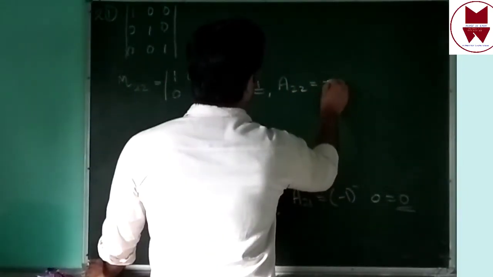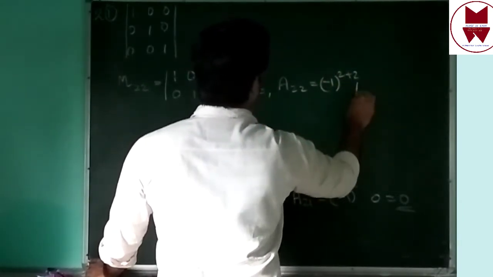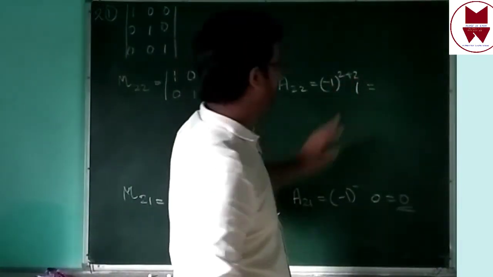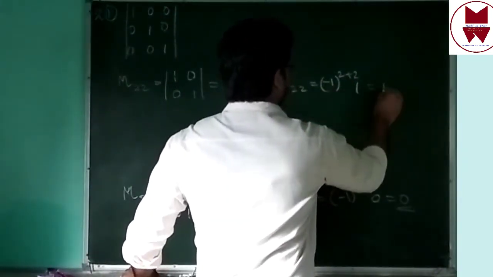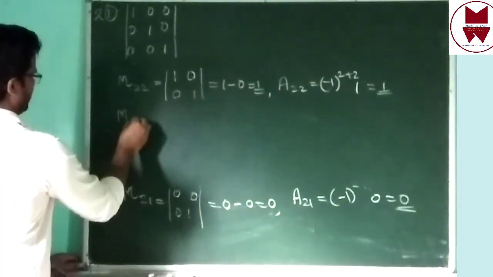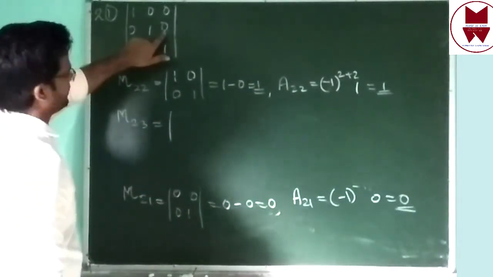equal to minus 1 raised to 2 plus 2 into minor, already got it, that is 1. Minus 1 all raised to 4, that is plus 1, isn't it? Then 1 into 1, you will get 1. M23. M23 means this number. Okay.